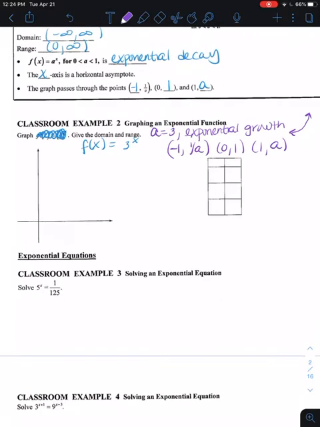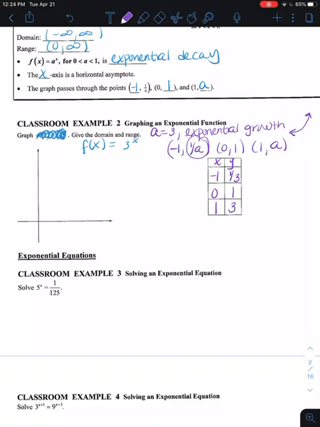So here, x and y column, at -1, it should be the reciprocal of a, where the reciprocal of a is 1 over 3. When x equals 0, the y value is 1. And at 1, I should get my a value, which in this case is 3. So using these 3 points and what I know about exponential growth, I should be able to sketch the graph of this.